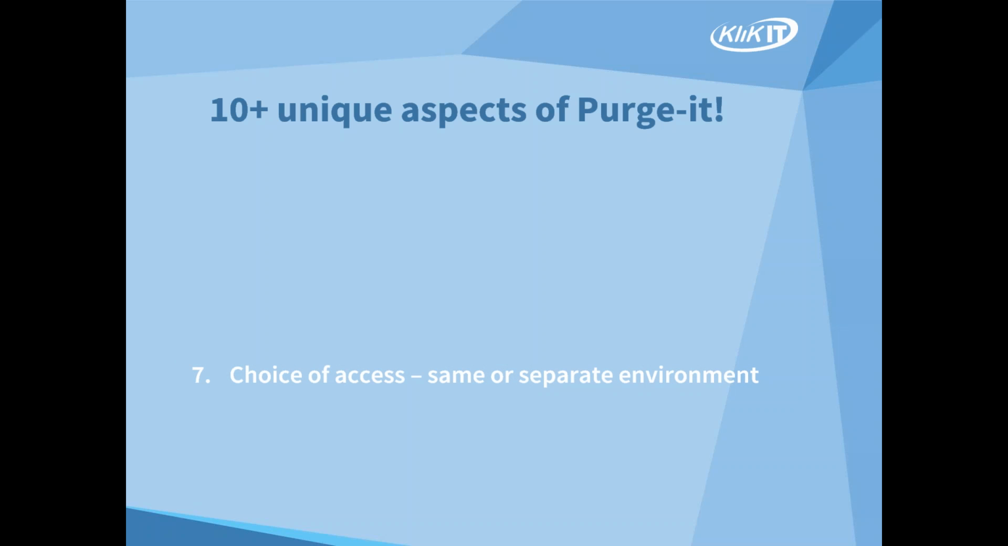Unique to Purge-it, again, just like all of the other points here, there is a choice of access to that archive data. Do you want to have a separate archive environment, or do you want to access the archive data from within the production environment? And you can even do that while still keeping the archive data in standard JD Edwards table names as well. So F0911 in prod gets archived to F0911 in the archive, but you can still access that archive data from within the production environment if you want to.